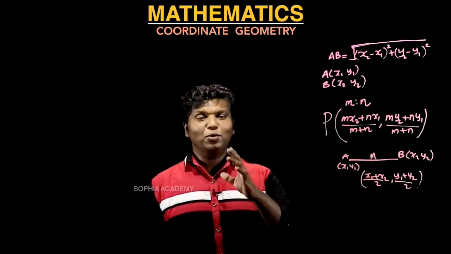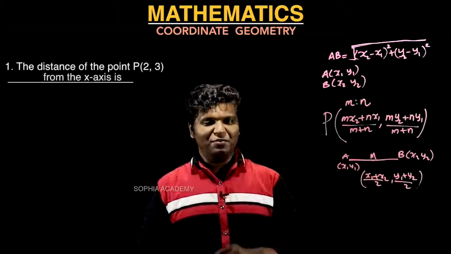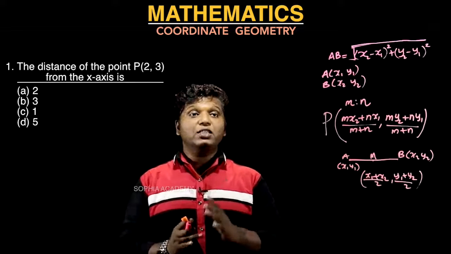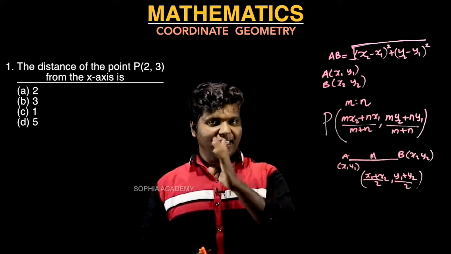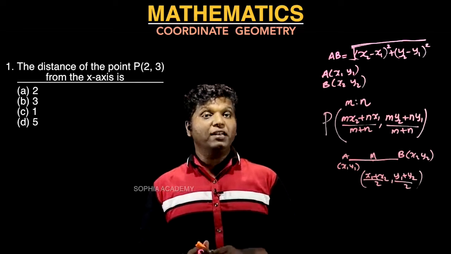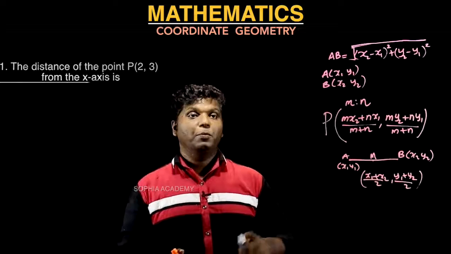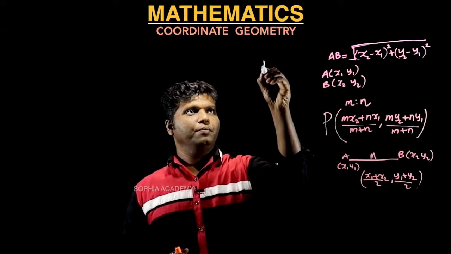So students, now let us get into the first question. Here goes the very first question before you: the distance of the point P(2, 3) from the x-axis is. Here a point is given. I will just mark the point first of all. The point given is P(2, 3).